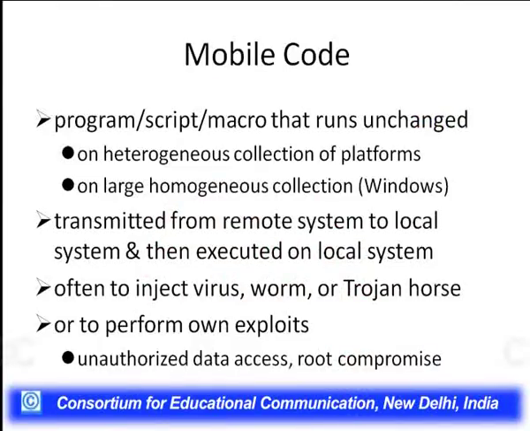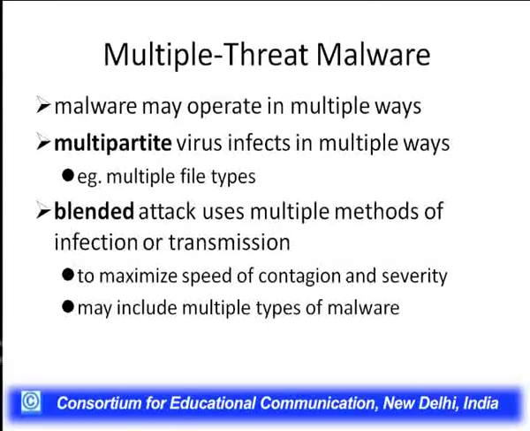Mobile code is another program or script, or it may be a macro, which runs automatically, and these run unchanged. They run on heterogeneous platforms and on a heterogeneous collection of Windows systems, etc. They are transmitted from a remote system to a local system, and then they execute on the local system. They often inject viruses, worms or Trojan horses and perform their own exploits, which are unauthorized data access or compromise. Then there is multi-threat malware, which operates in multiple ways, like multipartite malware, that is a virus which infects in multiple ways.